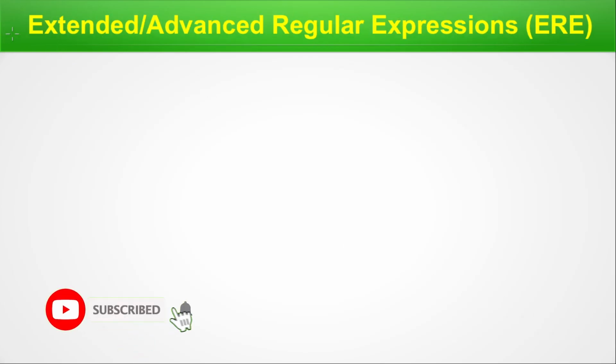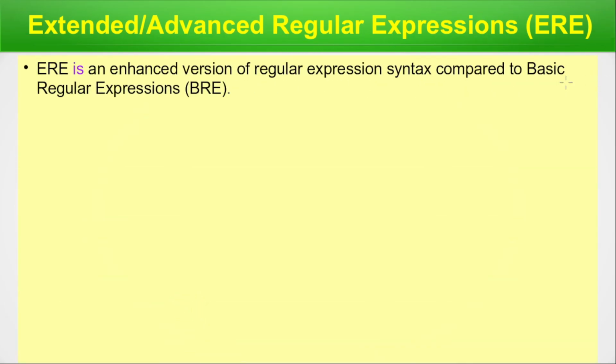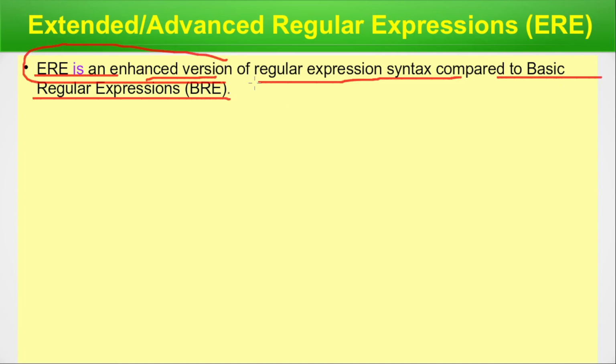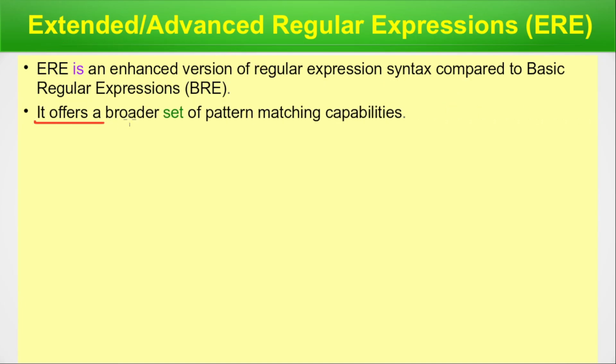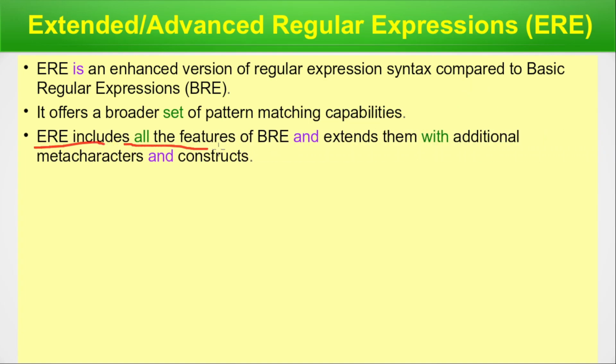Here we will talk about the extended or advanced regular expressions, called ERE. ERE is an enhanced version of the regular expression syntax compared to the basic regular expression, that is BRE. It is a superset of the BRE. That means whatever features you have in BRE, you have them in ERE, plus there are some more features. It offers a broader set of pattern matching capabilities, so we have more handyman tools for our work. ERE includes all the features of BRE and extends them with additional meta characters and constructs. This is a very technical thing, but it's easy to understand. Let's move on to the next point.